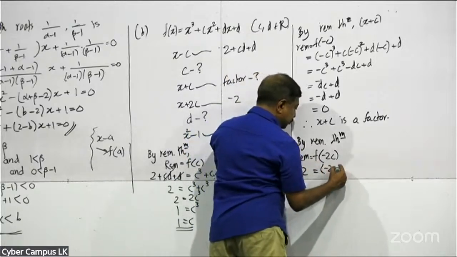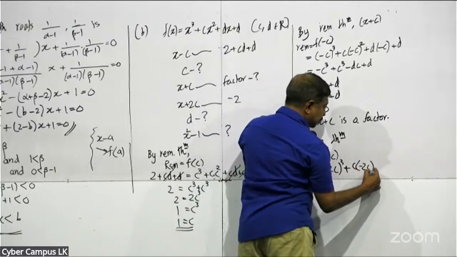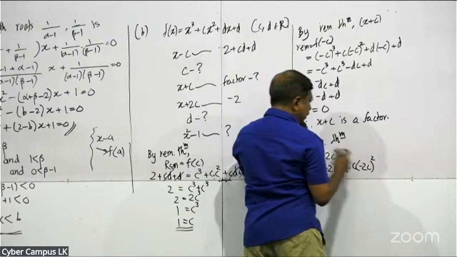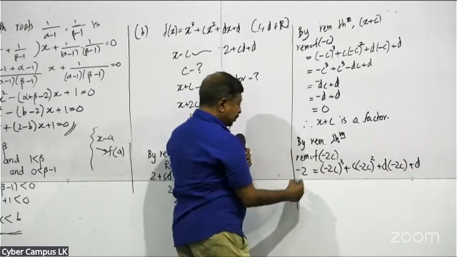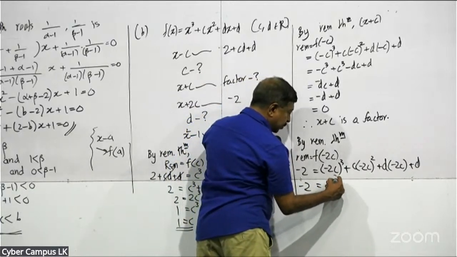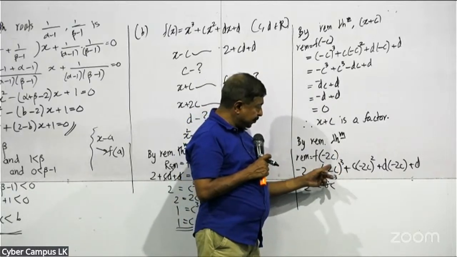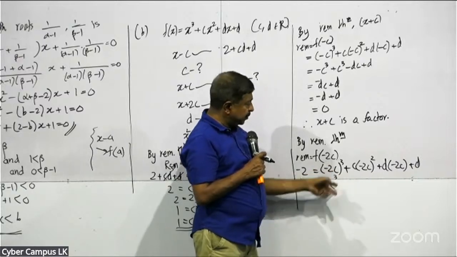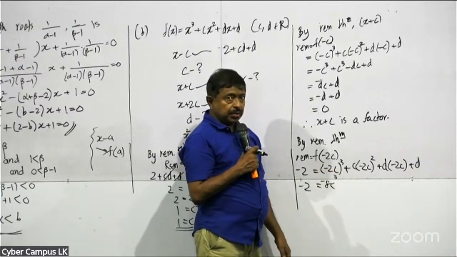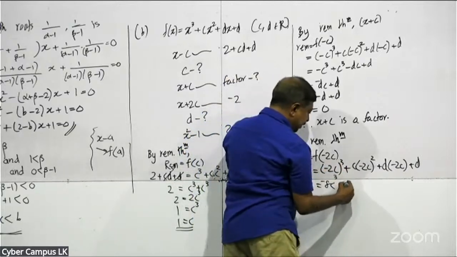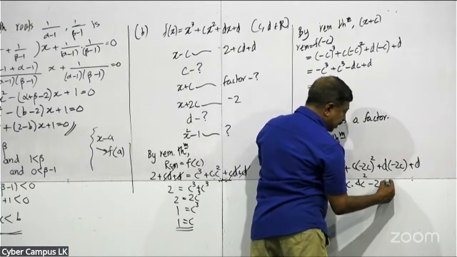So x is minus 2c, so its cube, plus c times minus 2c squared, plus d times minus 2c, plus d. Now what you get is 8c cubed minus. Why? When you raise minus 1 to its cube, you get minus. 2 cubed is 8, and c cubed is simply c cubed. So that's the rules for indices, right? Now this is c times 4c squared. This is minus 2cd plus d.